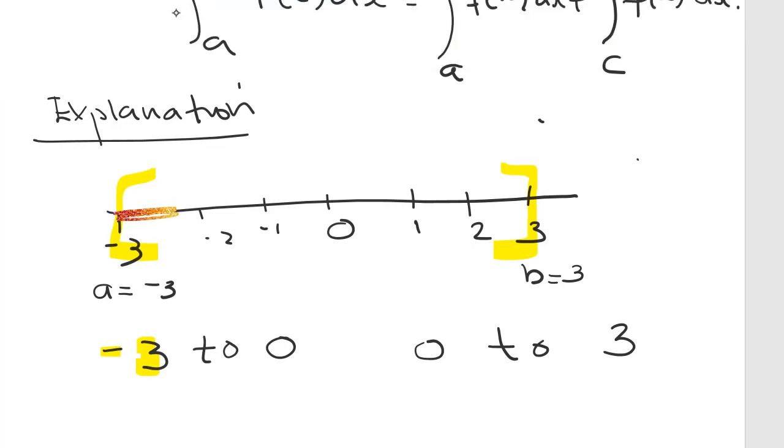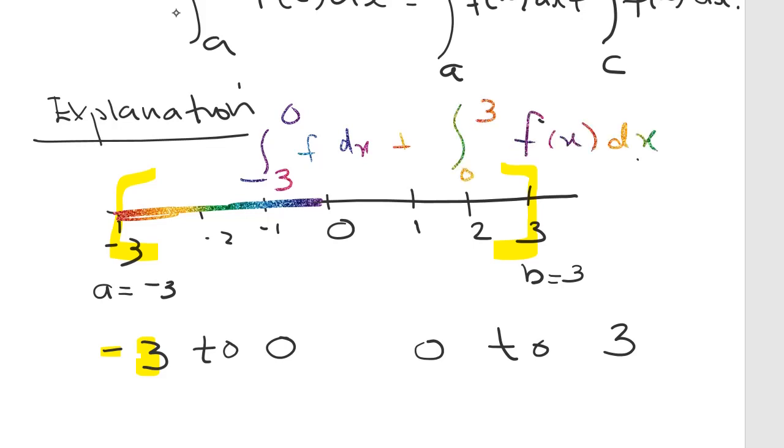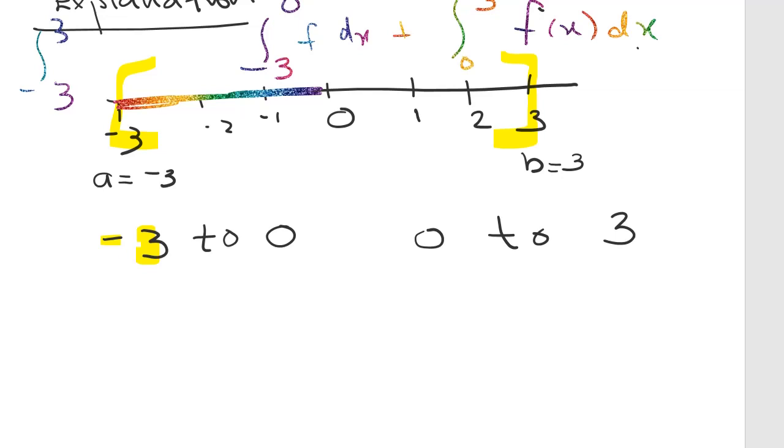I'll consider from -3 till 0, so it will be written as the integral -3 to 0 f of x dx plus the integral 0 to 3 f of x dx. Our question was from -3 to 3. So let's do an example now, to make this theorem more clear.